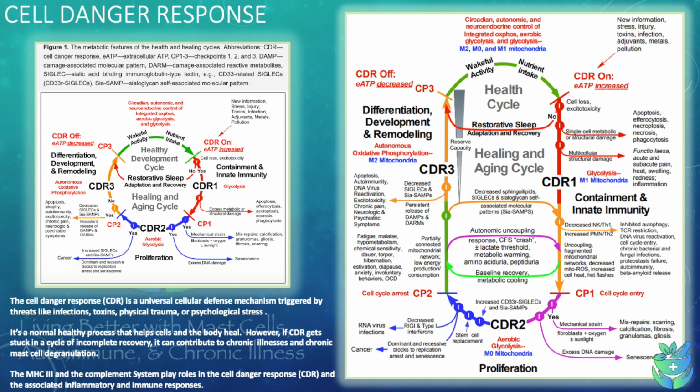However, if you have chronic illness and you don't take out your triggers or stop the chronic stress, the cells don't get to finish healing, and it will contribute to significant chronic illnesses and conditions, as well as chronic mast cell degranulation. This will also put your mitochondria at serious risk. The major histocompatibility complex class 3 and the complement system, don't worry, we're going to be talking about the complement system in a minute, but the MHC class 3 and the complement system play a major role in the cell danger response and the associated inflammatory and immune responses.